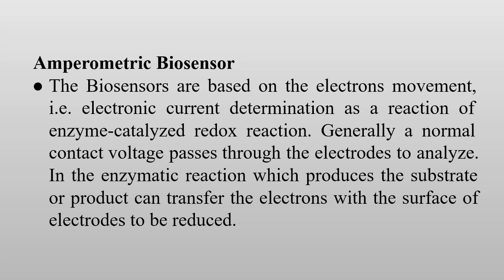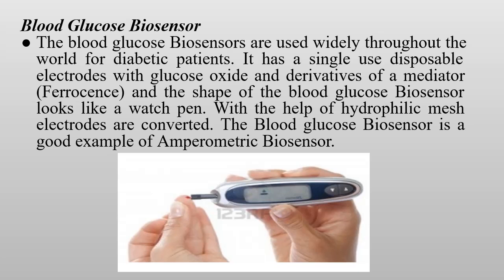Amperometric biosensor. These biosensors are based on electron movement, that is, determination of the electronic current as a result of an enzyme-catalyzed redox reaction. Generally, a constant voltage is passed through the electrodes for analysis. In the enzymatic reaction, the substrate or product can transfer electrons to the surface of the electrodes to be reduced. Blood glucose biosensors are widely used throughout the world by diabetic patients.